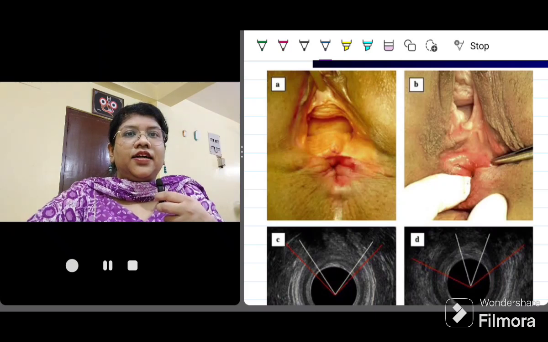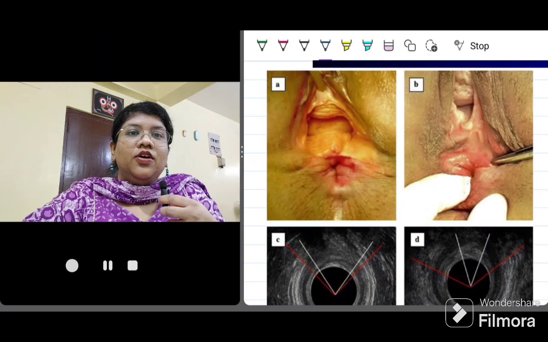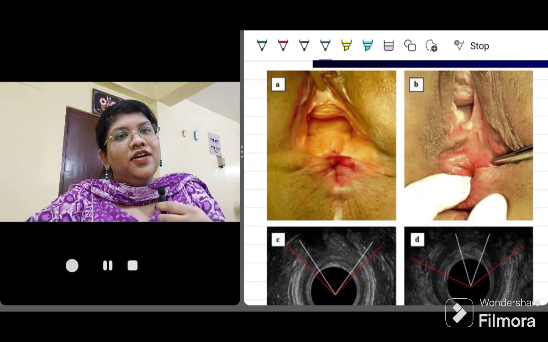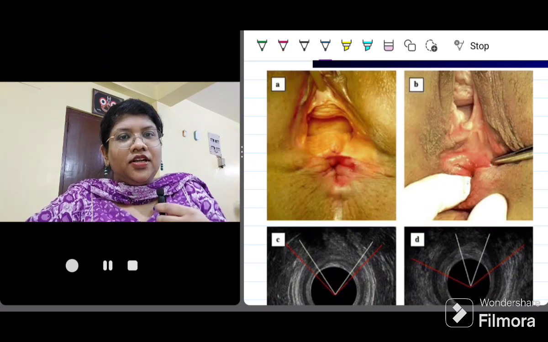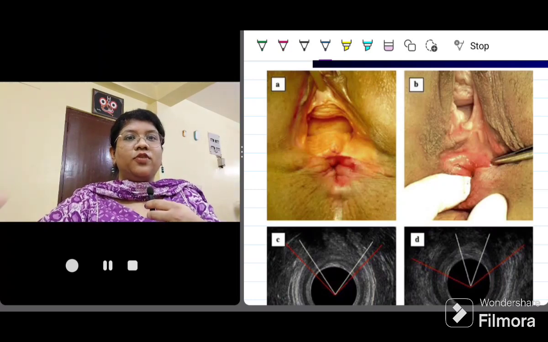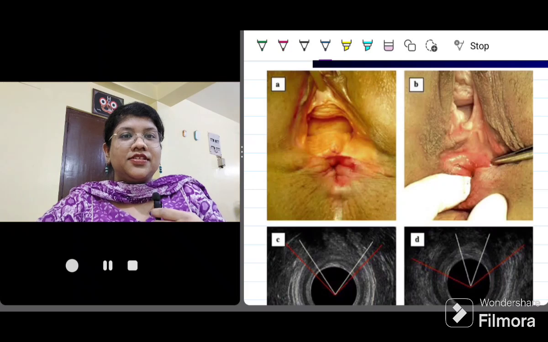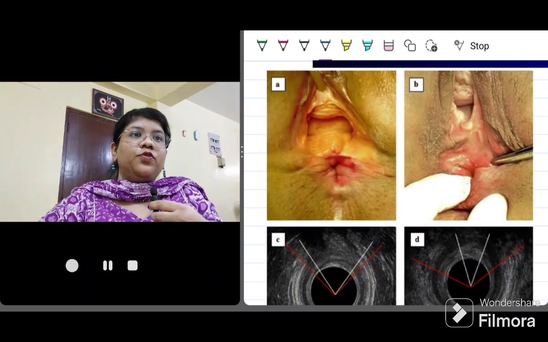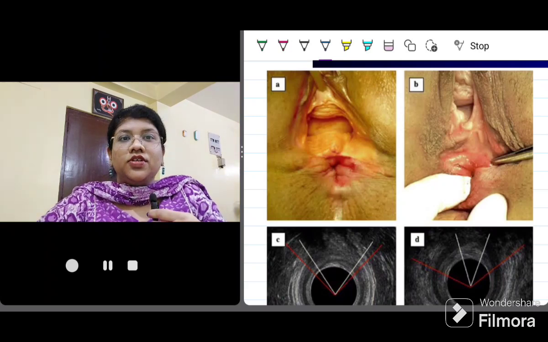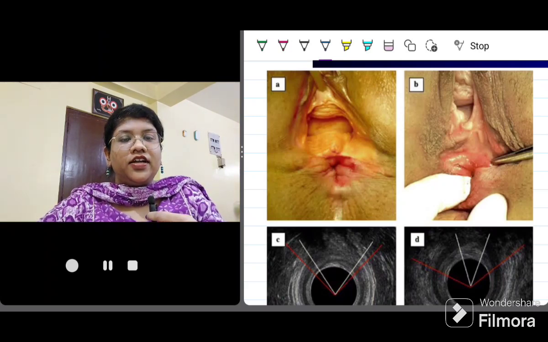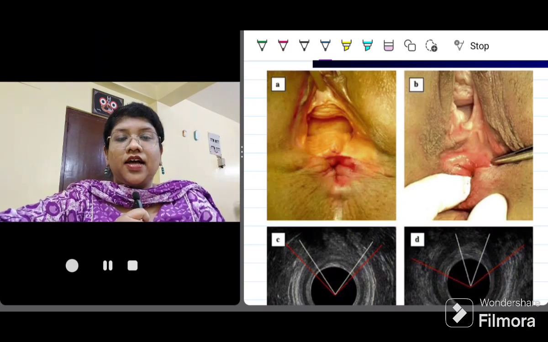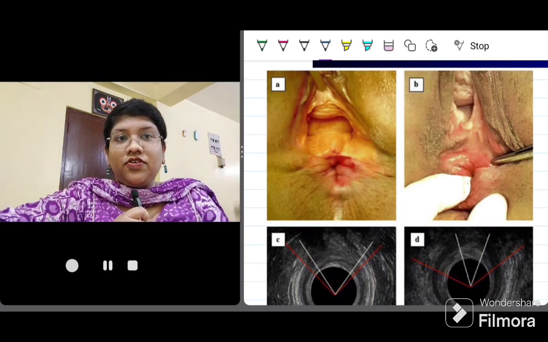So I hope that in a nutshell I have tried to clarify what is OASIS and the most important aspects of this very important topic. Now, this has been asked in various forms in both the PG entrance exams as well as in MS exams, and it's a very, very important topic. If you want to know more in detail about how the surgery is done, I think it's available everywhere online, so you can go and see the surgeries, how exactly the anal sphincters are being repaired.